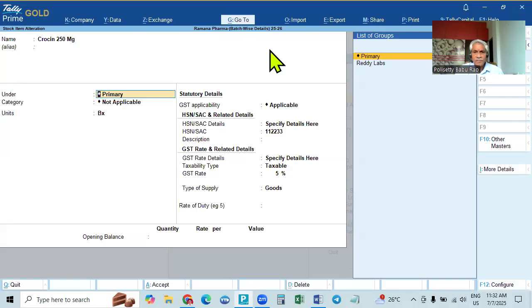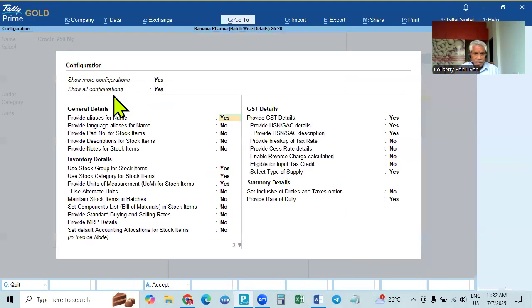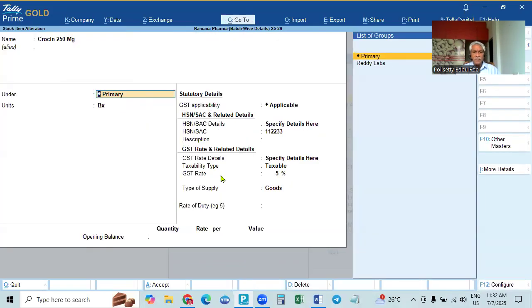In the case of medicines, definitely groups will be taken, and category also will be taken. Category is not default, because by default group will come. Everybody will use group, and only some people will use category. That is why category is not given. Group under means group is given. If you want, you can enable the category also, that I'll tell you.